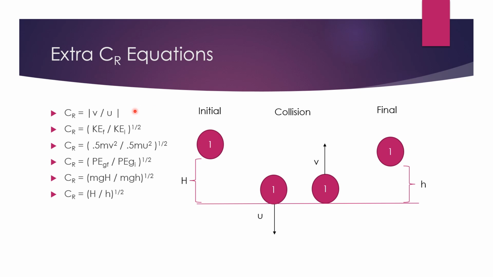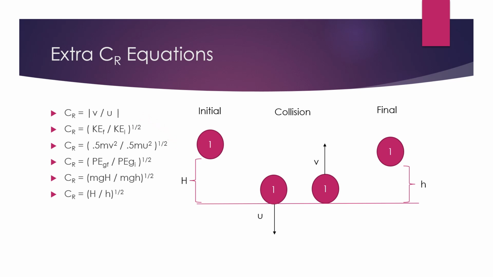This is a simplified version for when object 1 collides with a flat, stationary surface, which sets object 2's velocities to 0. The simplified version can be derived from the square root of the final kinetic energy over the initial kinetic energy. The halves and masses cancel out to equal the above equation.